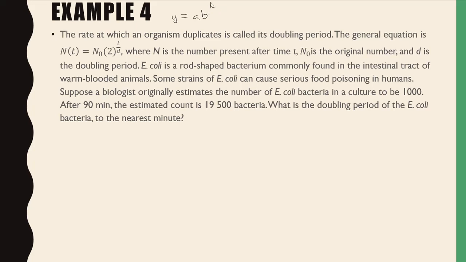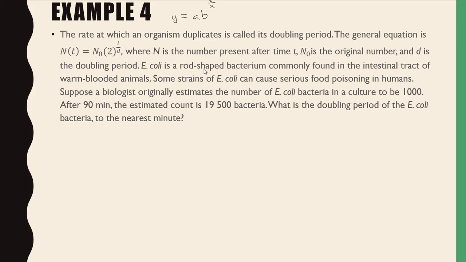And we actually split this into our t over x here. So don't worry, it's basically the same thing. But here they're already telling us what the base is, which is nice. Where N is the number present after time t, and O is the original number, and D is the doubling period. So again, pretty much the same.